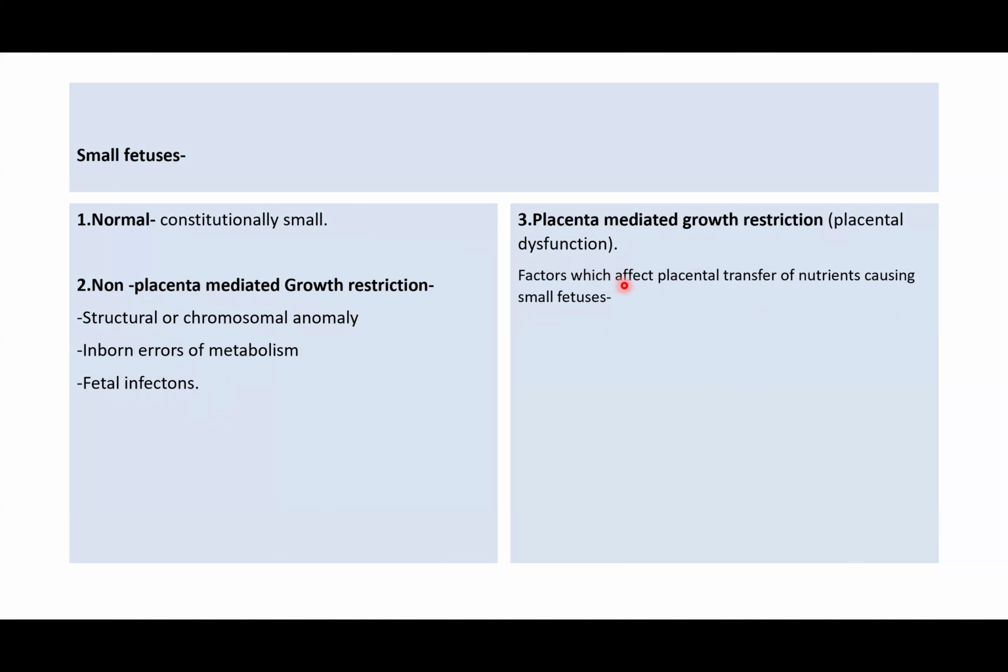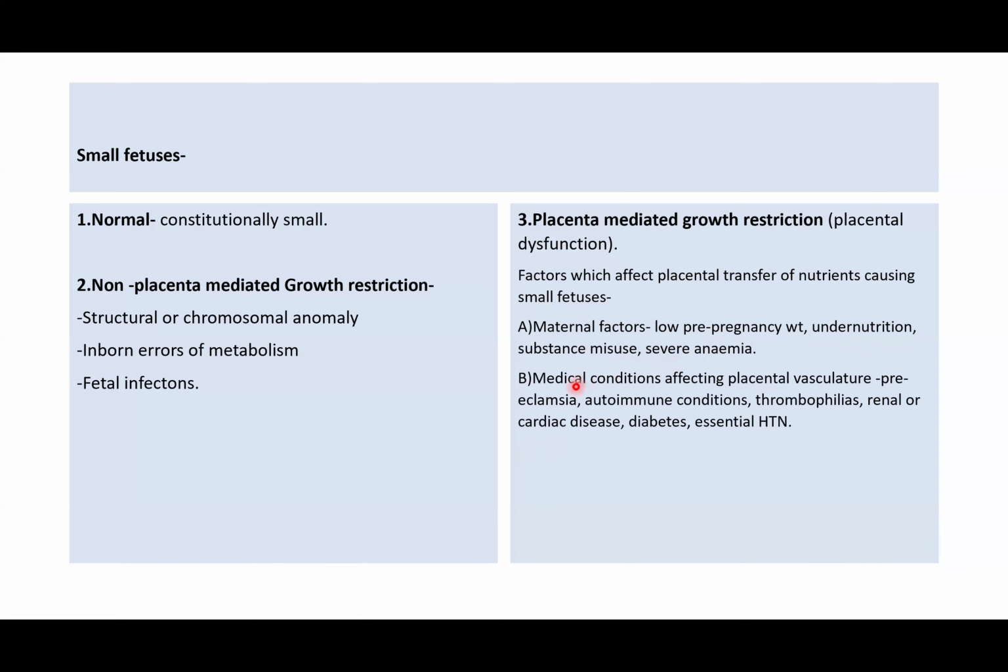So there are many factors which can affect the placental transfer of nutrients causing small fetuses, like maternal factors, like low pre-pregnancy weight, undernutrition, substance misuse, like opioids, and severe anemia. There can be maternal medical conditions which can affect the placental vasculature, like preeclampsia, autoimmune conditions, thrombophilias, mainly acquired thrombophilias, renal or cardiac disease, diabetes, essential hypertension. And all these factors can cause early FGR, that is before 32 weeks.